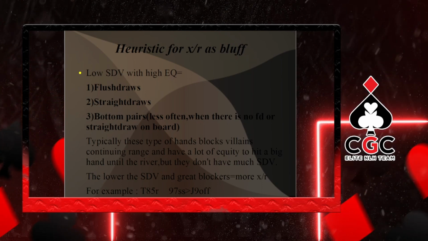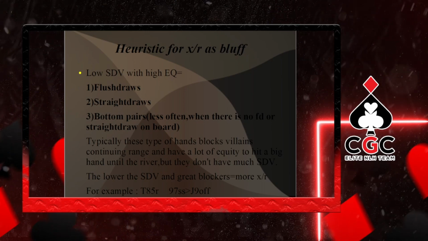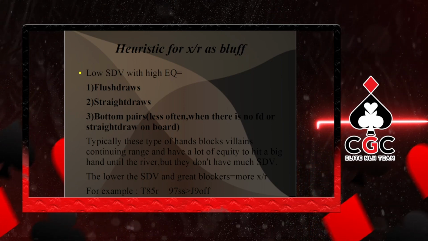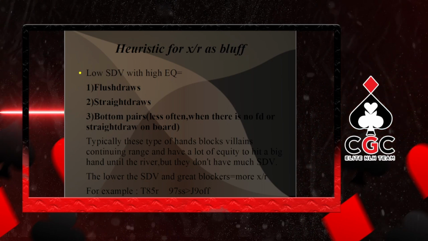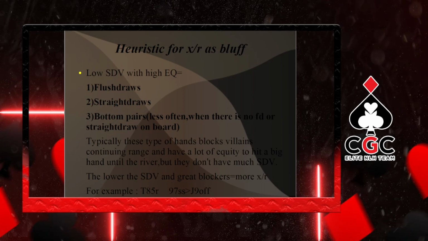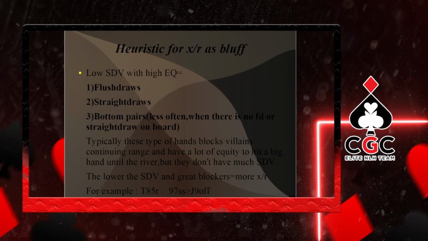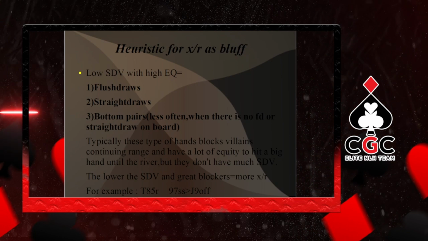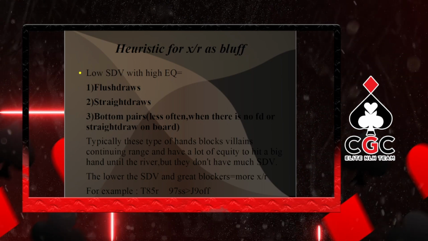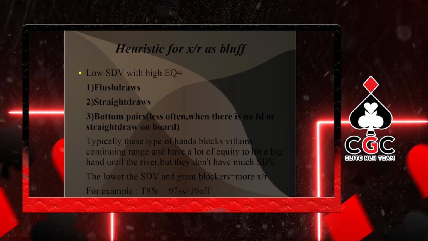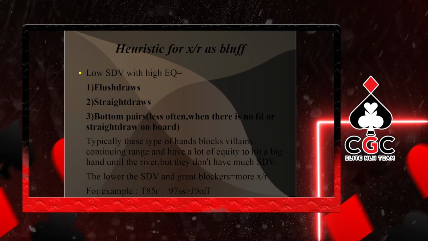Typically, this type of hand blocks villain's continuing range and has a lot of equity to hit the big hand by the river, but doesn't have much showdown value. So the lower the showdown value and the greater the blockers, the more we want to check raise. For example, if we have a board like 10-8-5 rainbow and we face the c-bet, we're going to see that 9-7 suited check raises more often than jack 9 offsuit.